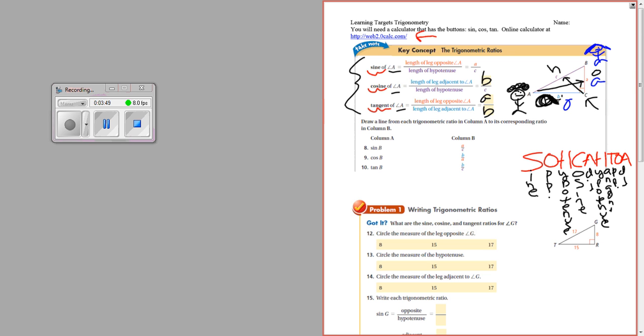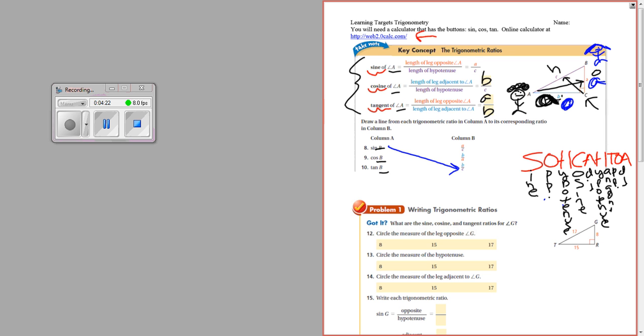Okay, so let's talk numbers. So down below it says draw a line from each trig ratio in column A to its corresponding ratio in column B. So now we're doing from the B angle. So now we're going to look at my blue drawing. Remember, we said from here things change. The opposite is the B and the adjacent is the A. It's different than when I stood from the A angle. I'm looking from B, so my sine is going to be, sine is opposite over hypotenuse. Opposite is B, hypotenuse is C. So it's this one down here.